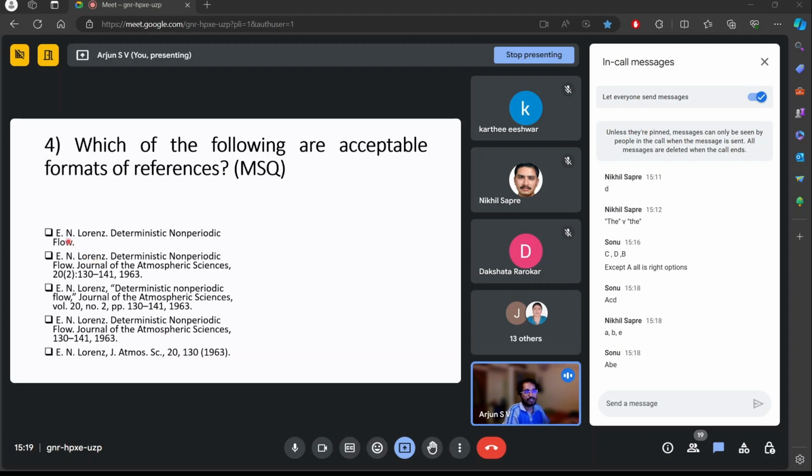So the first one says E.N. Lawrence, deterministic non-periodic flow. So only the name and title are there. No other author, no journal name, volume, issue, or year.